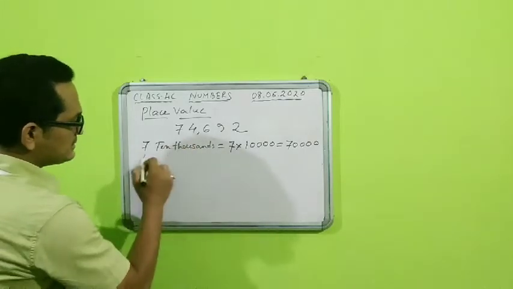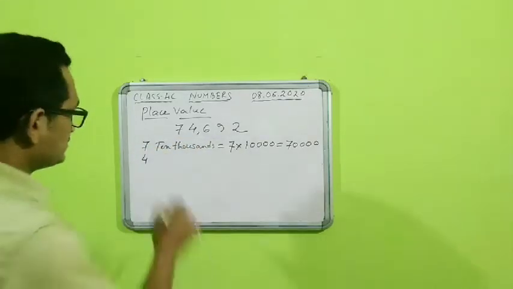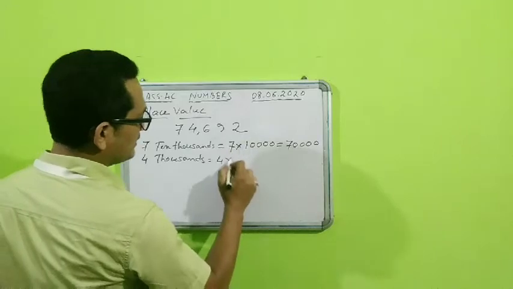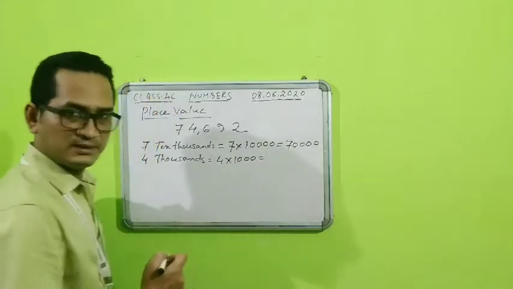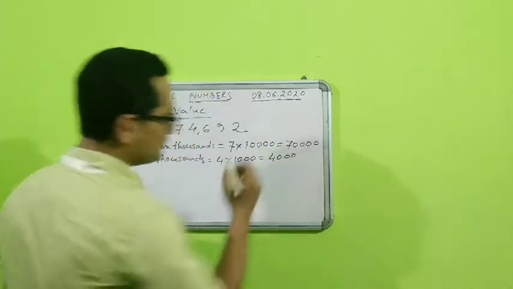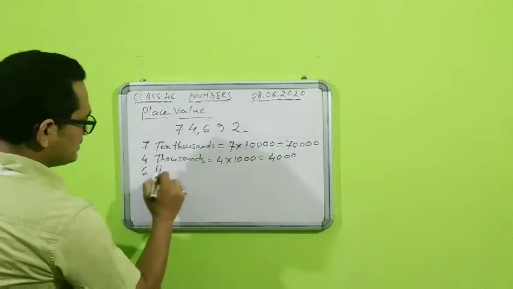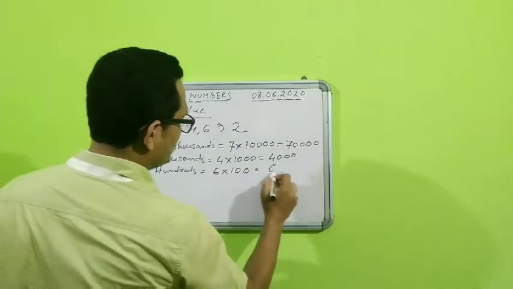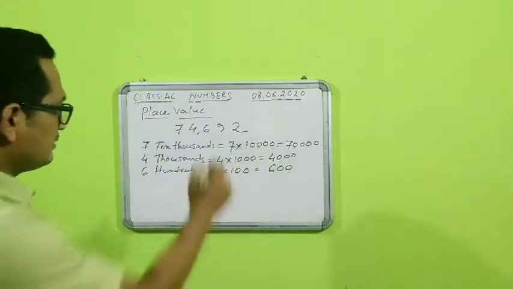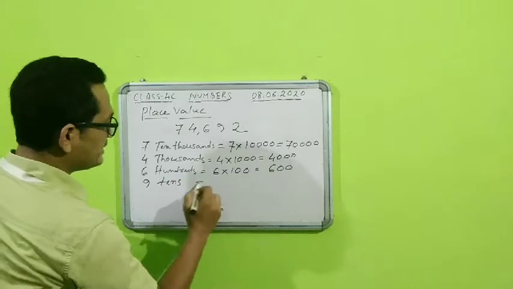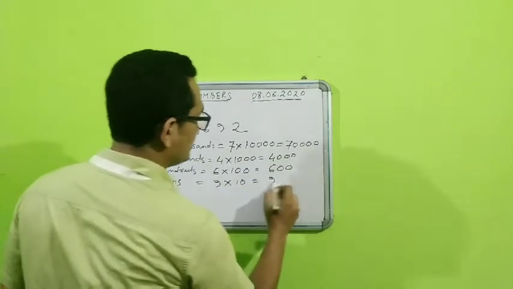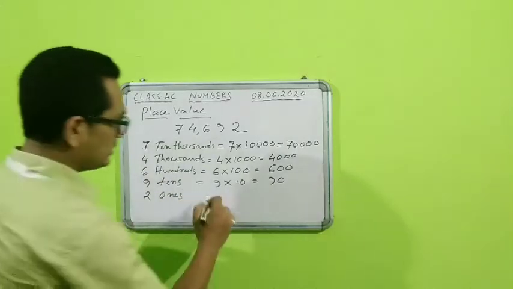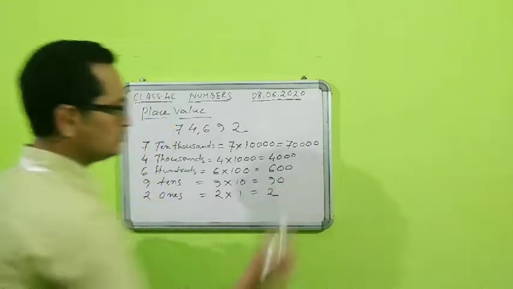Now 4 is sitting in which place? It is sitting in the thousands place. So it will be 4 thousands. So 4 thousands means we have to write 4 into 1000. 1 zero will be less now. And it will become how much? 4000 it will become. 6 is in the hundreds place. So it is 6 hundreds. So 600 means 6 into 100, and that will be equal to 600. 9 is in the tens place, so it is 9 tens. 9 tens means 9 into 10, and that will be equal to 90. And finally 2 is in the ones place, so it is how much? 2 ones. 2 ones means it is 2 into 1, and that will be equal to 2.